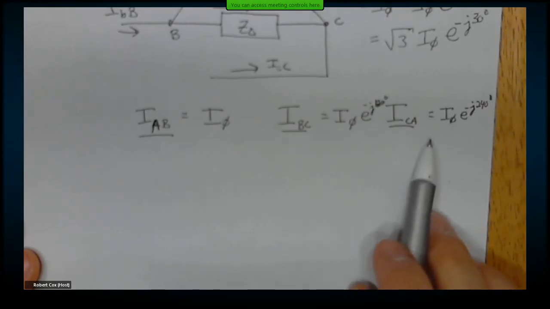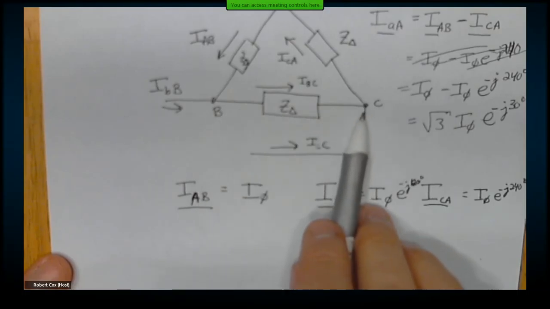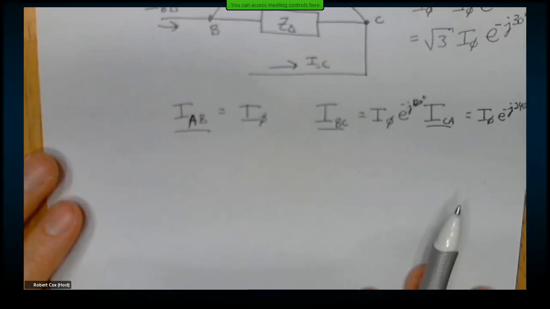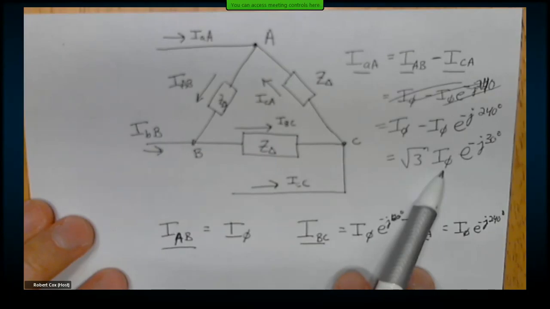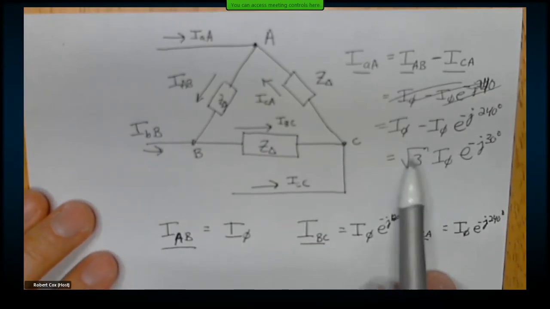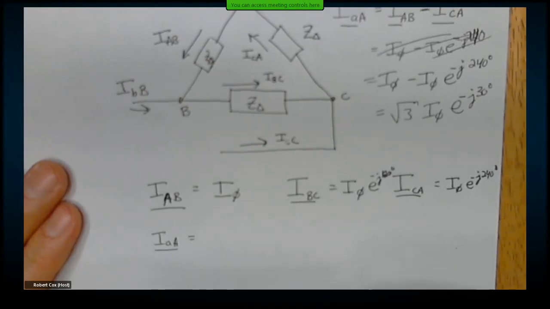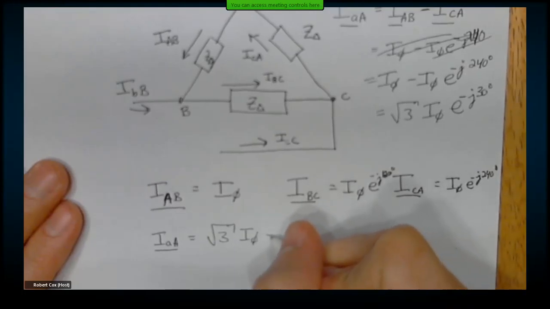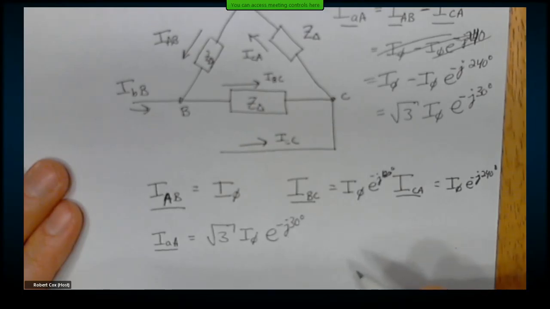Basically, if these are my phase currents, I can do KCLs at this node, this node, this node, and figure out the line currents. Effectively, I'm going to find that the line currents are square root of 3 times the phase currents, and they end up being behind by 30 degrees. So IA, the phase A line current, is root 3 I phi e to the minus j 30 degrees: square root 3 bigger than this one, behind by 30 degrees.